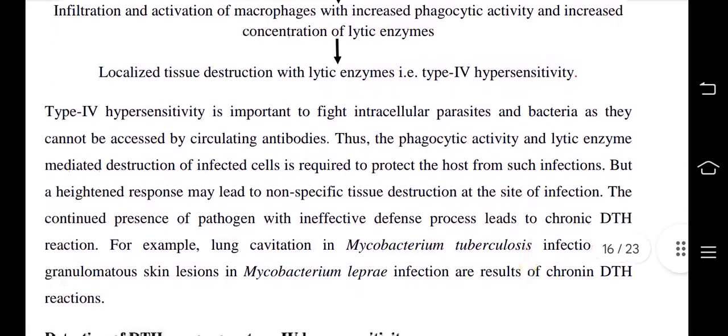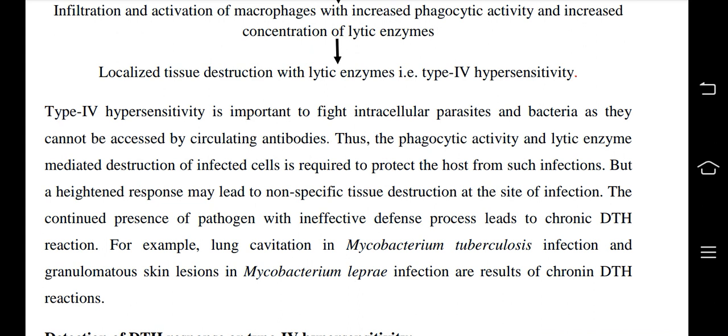Type 4 hypersensitivity is important to fight intracellular parasites and bacteria as they cannot be accessed by circulating antibodies. Thus, the phagocytic activity and lytic enzyme mediated destruction of infected cells is required to protect the host from such infections. But a high-end response may lead to non-specific tissue destruction at the site of infection.